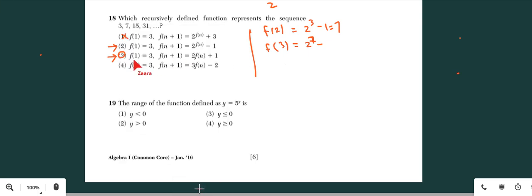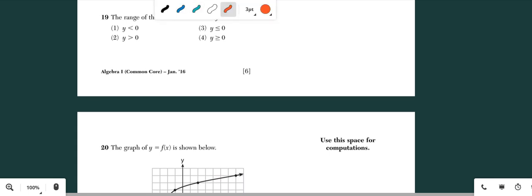Okay, 3 f of n. So 3 times 3 is 9, 9 minus 2 is 7. 7 times 3 is 21, 21 minus 2. So option 3 is correct. Is it clear? Yeah. Okay, look at the next one.